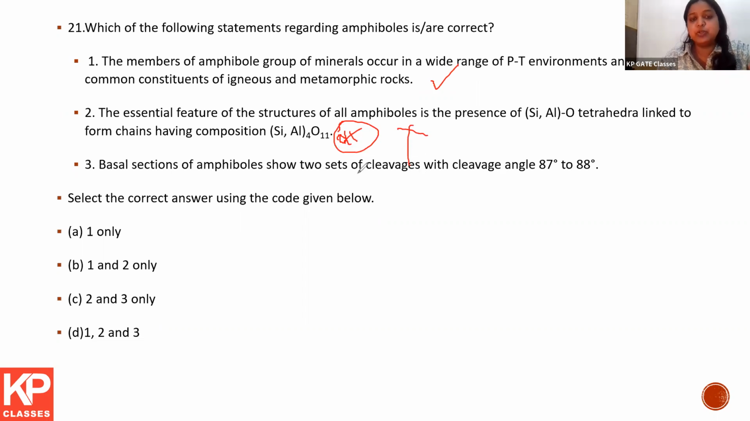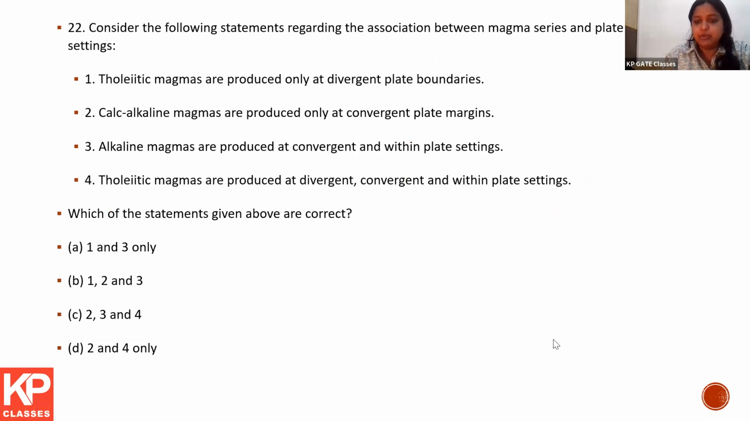Basal section of amphibole shows two sets of cleavage with a cleavage angle. Wrong. The cleavage angles are 56 degrees and 124 degrees. So statements 2 and 3 are wrong. They are asking for the correct option, and the correct statement is only 1. So this is a direct question. If you know about the structure of amphibole minerals, then this will be an easy section.